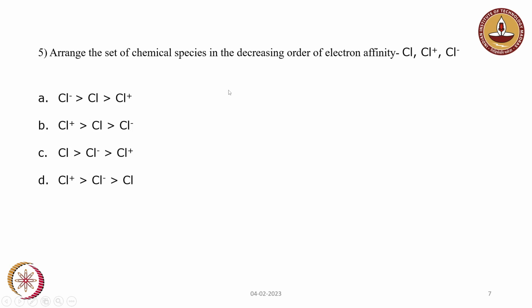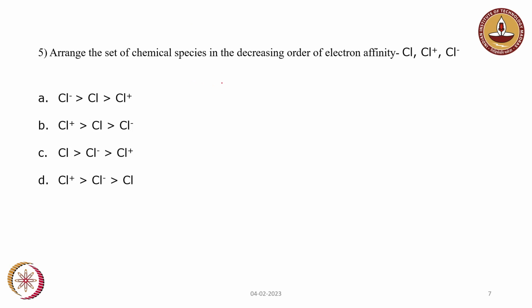And the fifth question is: arrange the set of chemical species in the decreasing order of electron affinity: chlorine, Cl plus and Cl minus. So the options are: A, Cl minus greater than Cl greater than Cl plus. B is Cl plus greater than Cl greater than Cl minus. C is Cl greater than Cl minus greater than Cl plus, and D is Cl plus greater than Cl minus greater than Cl.